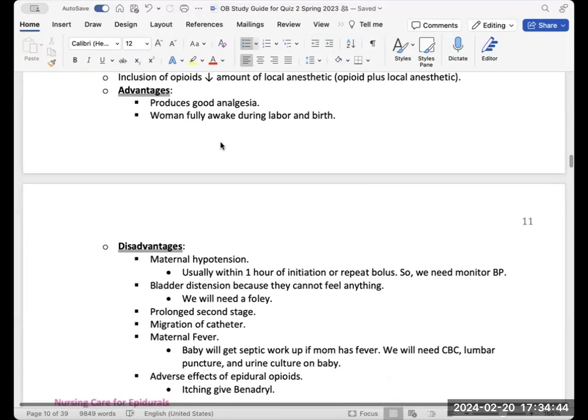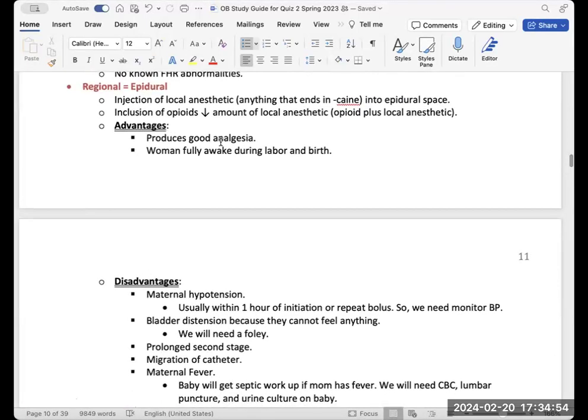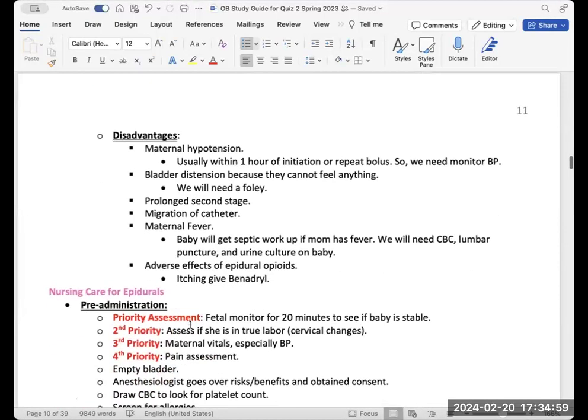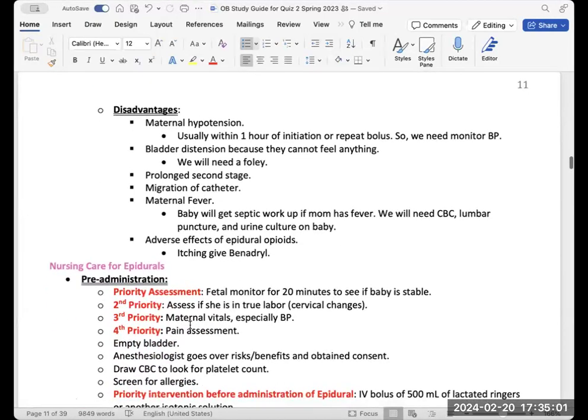So, what are the advantages? She does ask about this, that it's good. It produces good effects for pain, and the woman can be fully awake during labor and birth. So they could be chilling, standing there fine after they get the epidural. But the disadvantages are that it can cause hypotension within 1 hour of initiation. So if they can have hypotension, that means we monitor blood pressure.